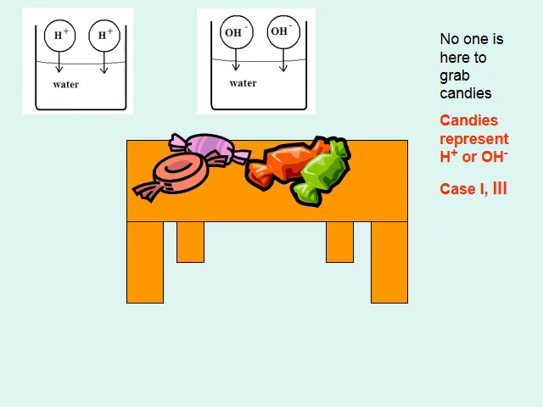This is a simple analogy that we are showing you. A number of candies are lying on the table and there is no one to grab those candies. This is the situation of adding H plus or OH minus in water when there is nothing to grab those H plus or OH minus. So this is the case in case 1 and 3 where pH is going to change.